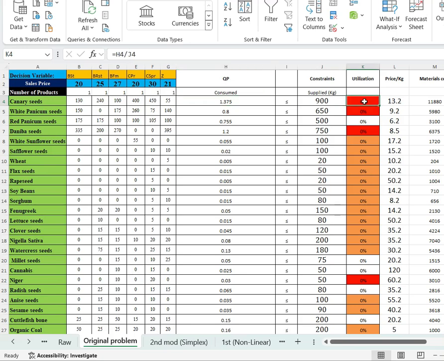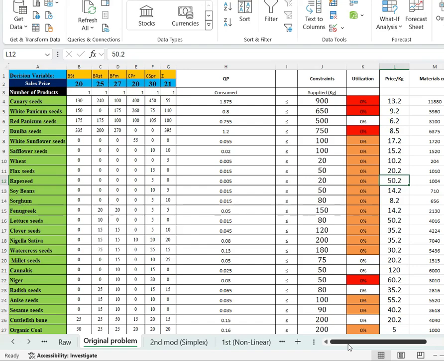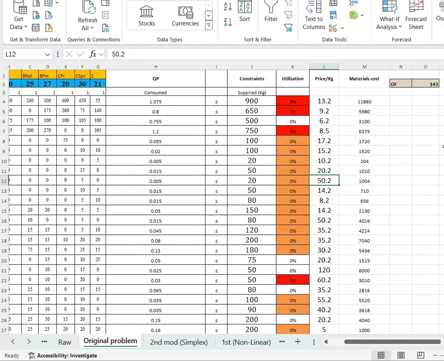The utilization is simply the amount consumed over the amount supplied. So how much did I use of this raw material? Okay, and I have here the prices. So this is PJ or CJ, the cost. This is the cost of raw material, CJ. So this is C1, C2, and so on. And yeah, this is actually the problem that I have. Now, what do I need to calculate? I need to calculate the objective function.